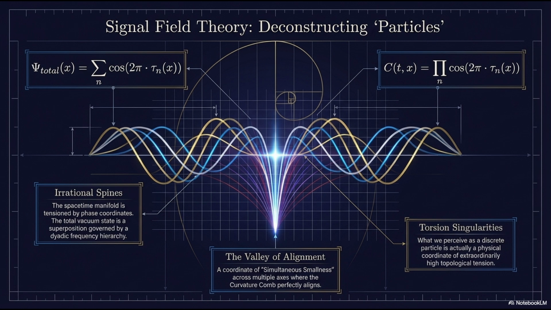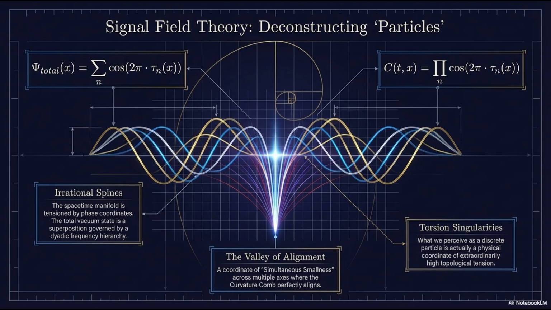Imagine oceanic waves crisscrossing each other. Most of the time, they create chaotic, rough water. Sure. But occasionally, the peaks and troughs of different waves perfectly intersect and cancel each other out, leaving a perfectly flat, still patch of water. Oh, I've seen that. Right. In IFD, a valley of alignment is a coordinate of simultaneous smallness. Simultaneous smallness. Yes, it's a localized spot where these irrational phase waves perfectly interfere, the topological tension drops to zero, and it creates a knotted pocket of stability.